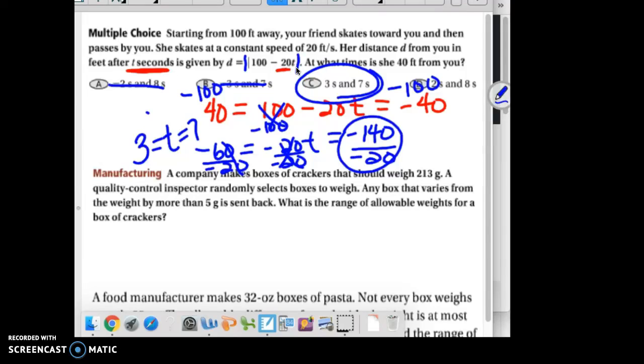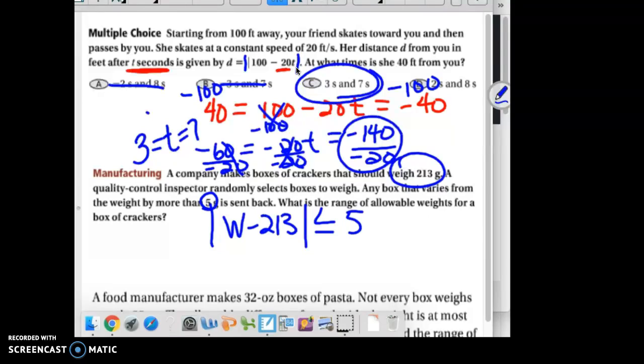Okay, so now I'm going to go to the next one, and down here it says the manufacturing company makes boxes of crackers. I don't care what type of cracker they are, but when you look at the weight of the container, look what it has to weigh, 213. So I'm going to put that inside my absolute value. And then it says when they inspect the box, and here you can see quality control inspects the box, it varies weight-wise by 5 grams. And if it's too light or too heavy, it gets sent back. So allowable weight would be within that 5.